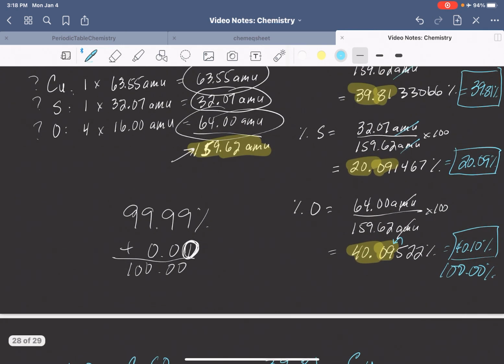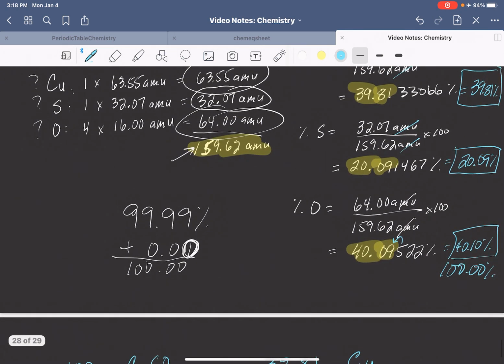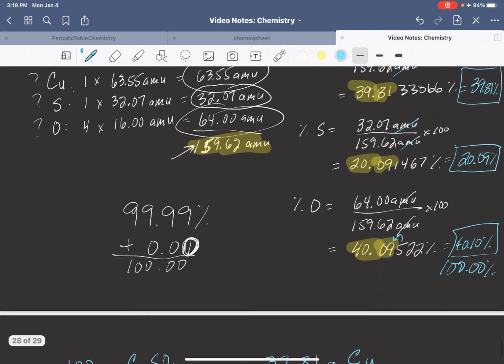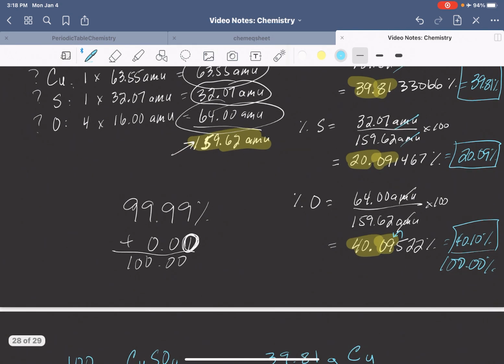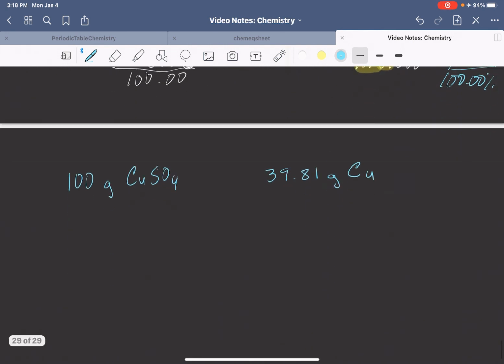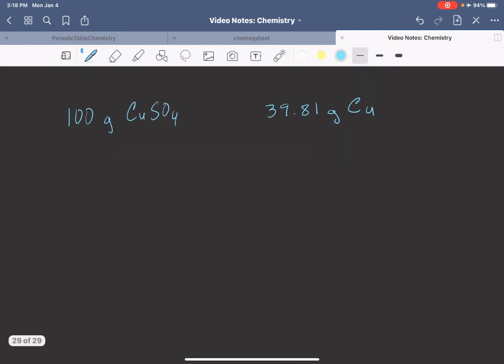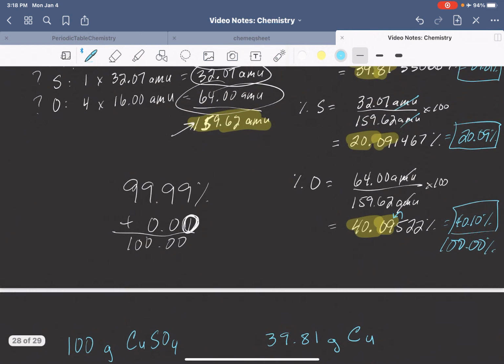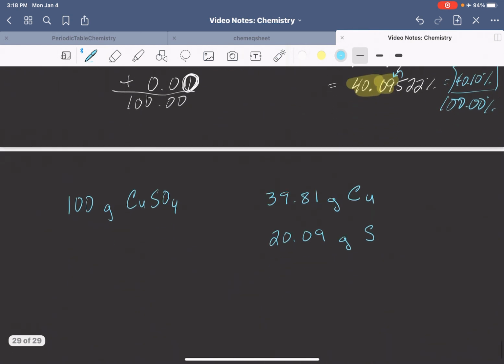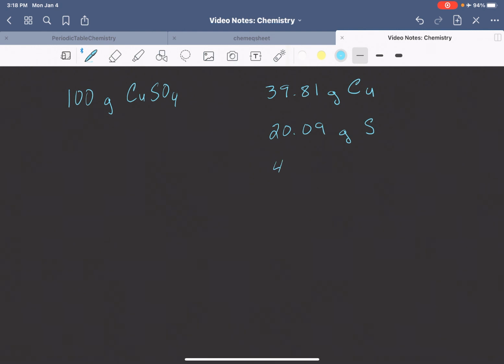We go back and we see 20.09%. And so if we have a 100 gram sample, you just think of your grade, right? It's the same thing. At 20.09% that's your grade. Or, I'm not saying it is your grade, but you know what I mean. So then 20.09 grams is the sulfur. And then 40.10, we can see there's the oxygen. And so 40.10 grams is the oxygen. Add all that up, there's your 100 grams. And so that checks out. All right.